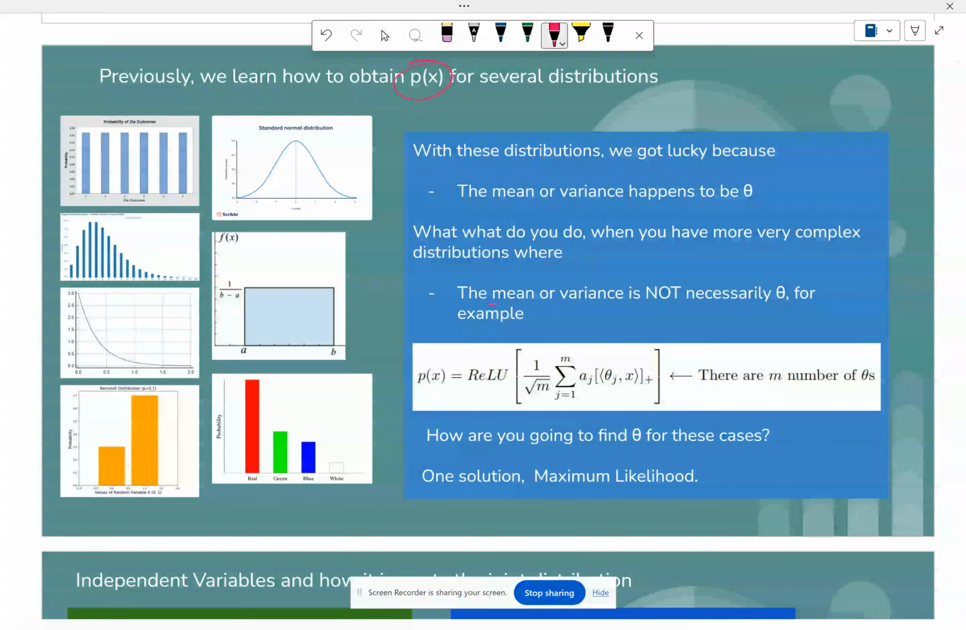However, mean and variance is not necessarily always going to be the theta, right? There are lots of functions out there that you find the mean and it's not equal to the theta. And for these, the question is how do you then deal with really, really complex functions? You still want to find theta so that you know the probability distribution. How do you go about doing that? That's the topic today, and the method is called maximum likelihood.